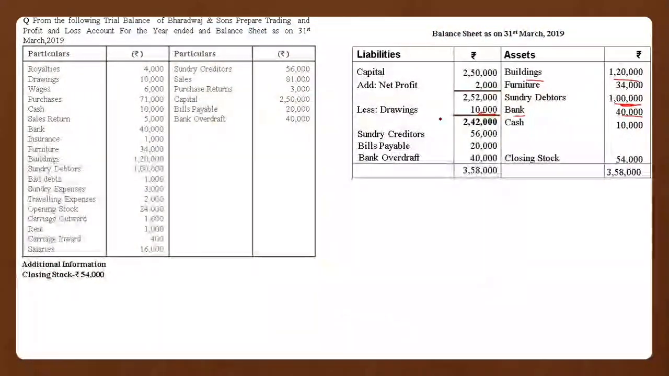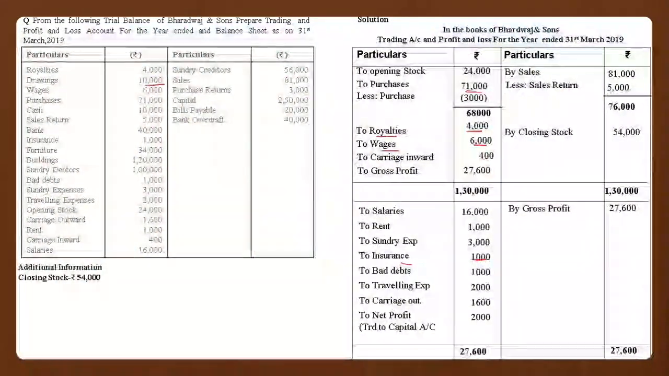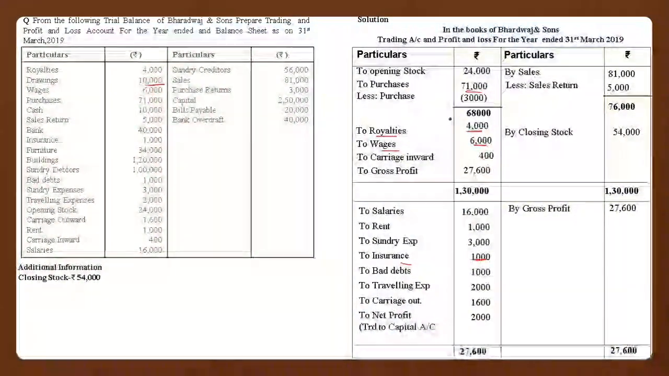Next one is bad debts. Bad debts is given 1,000. So bad debt is your actual loss, and loss you are going to write in the P&L account debit side. So you have to mention bad debts, and bad debt is given 1,000 rupees.